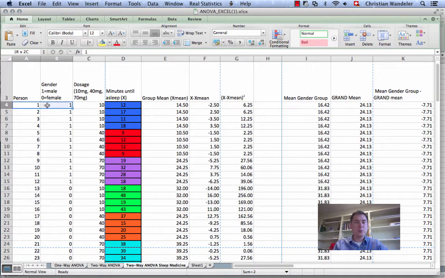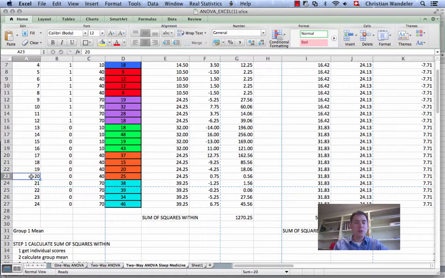So the first person, person 1, is a male, has 10 milligrams dosage, and took 12 minutes to fall asleep. Person number 9, 1 is a male, has 70 milligrams, and took 19 minutes to fall asleep. Person 20, 0 here, is a female, had 40 milligrams of the dosage, and took 25 minutes to fall asleep.